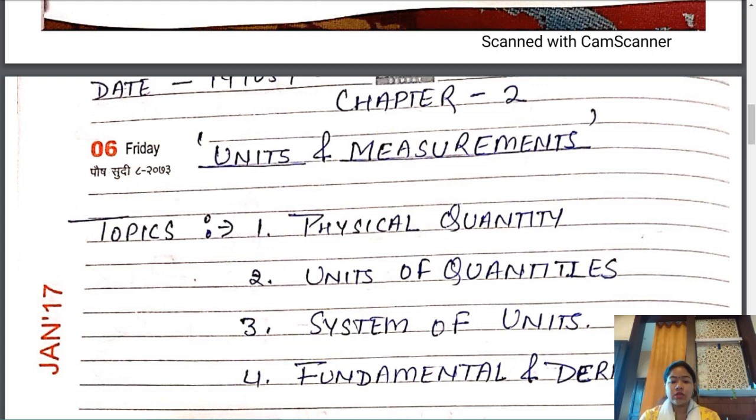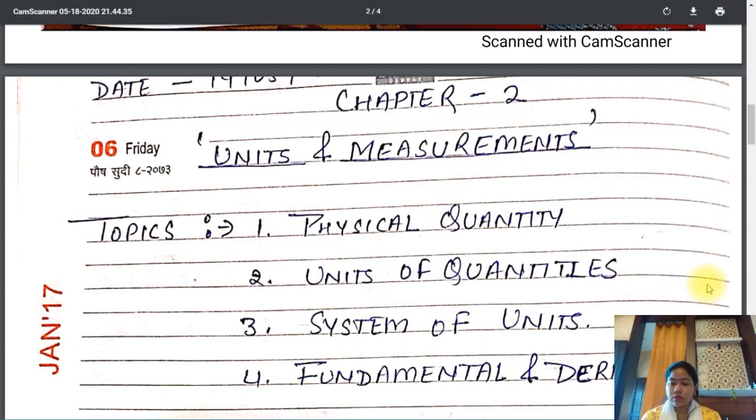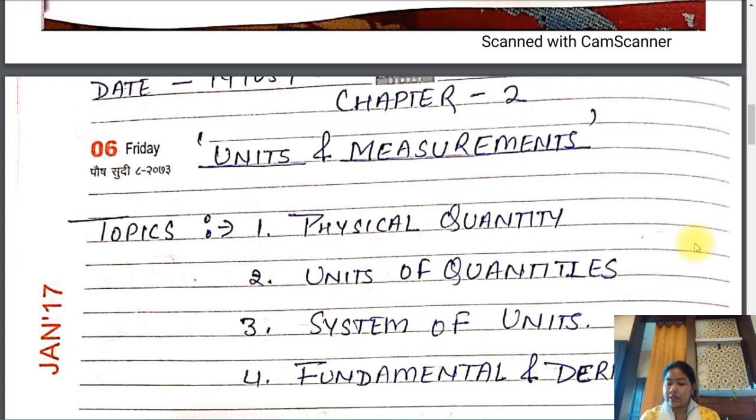So children, the chapter is starting. We start from the very first topic, that is the physical quantity. Secondly, we will discuss the units of the quantities today. Whenever we talk about quantity, from class 6 we have been talking about some physical quantities that are used in physics to calculate different things.